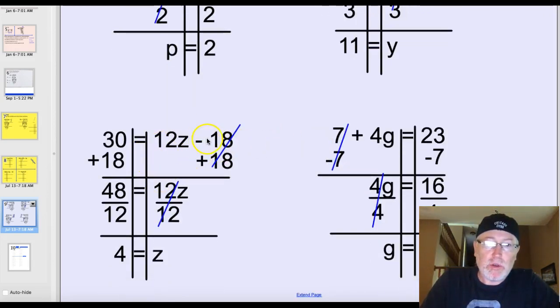Here we have to add 18 and then divide by 12. So we added 18, and now we've got 48. Divide both sides by 12. You've got 4 equals z. Pop it in. 12 times 4 is 48. Minus 18 is 30.